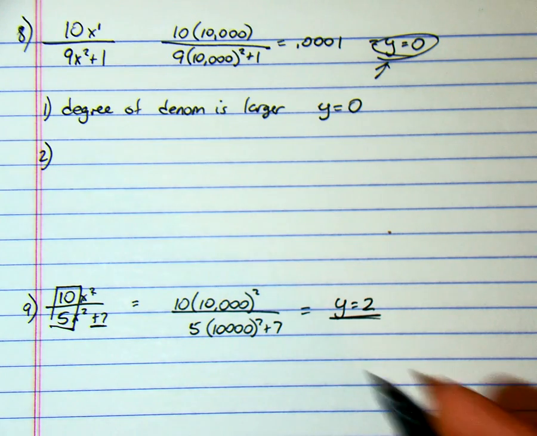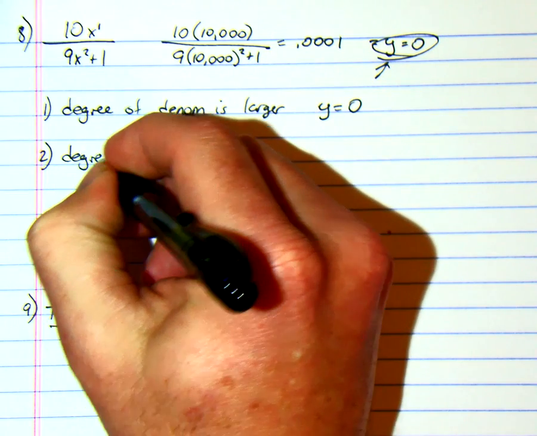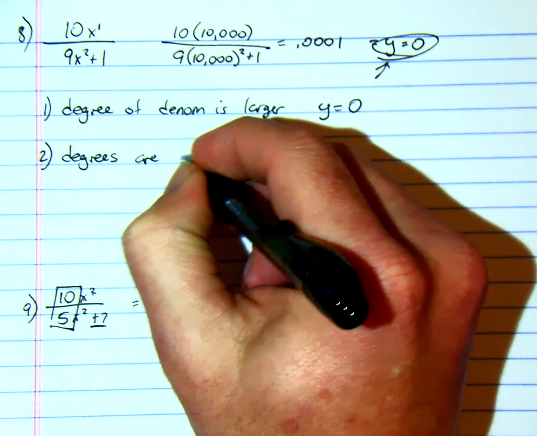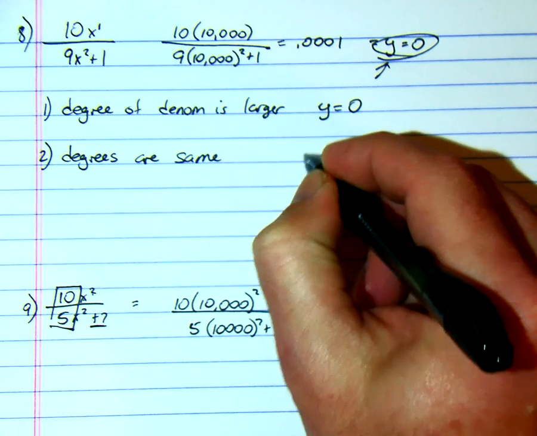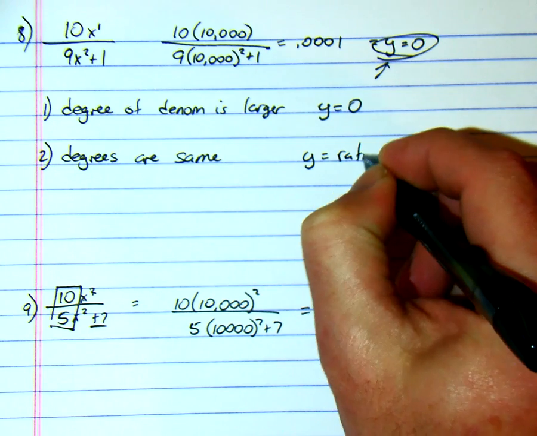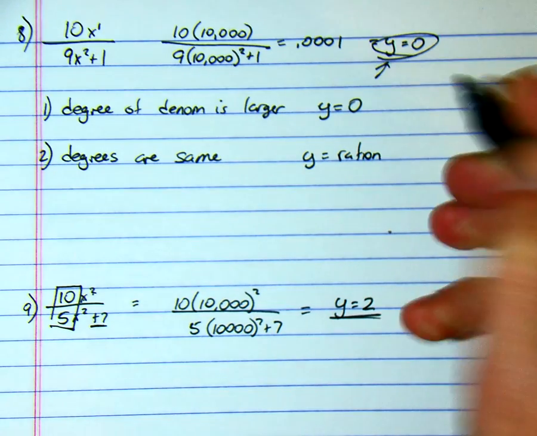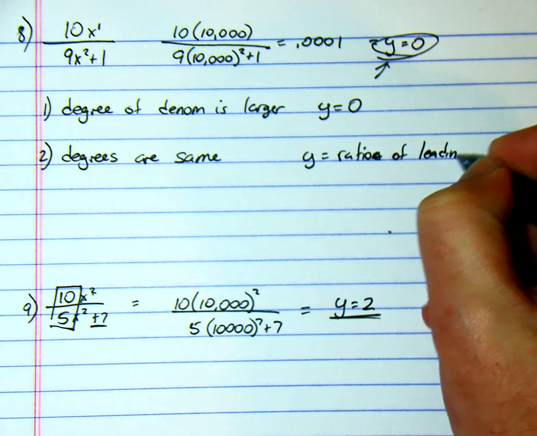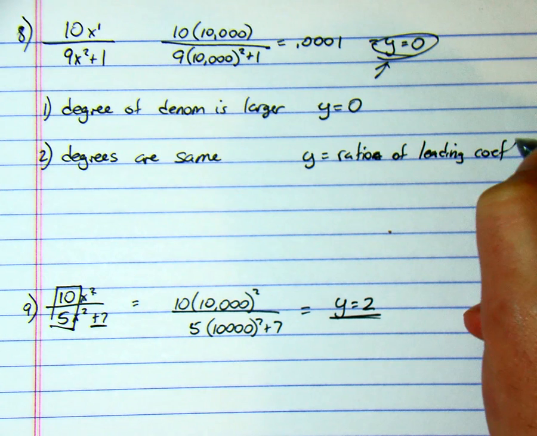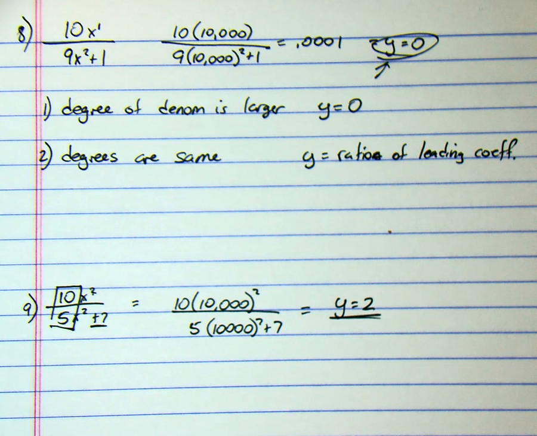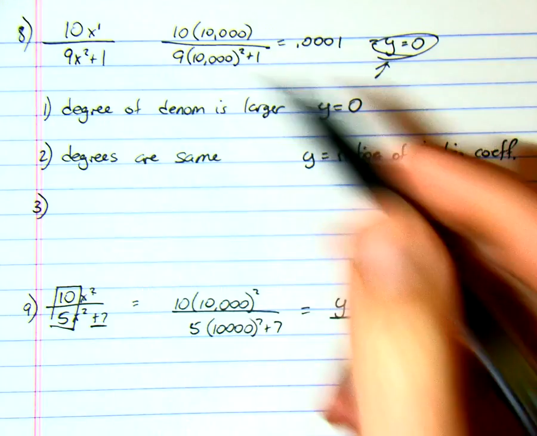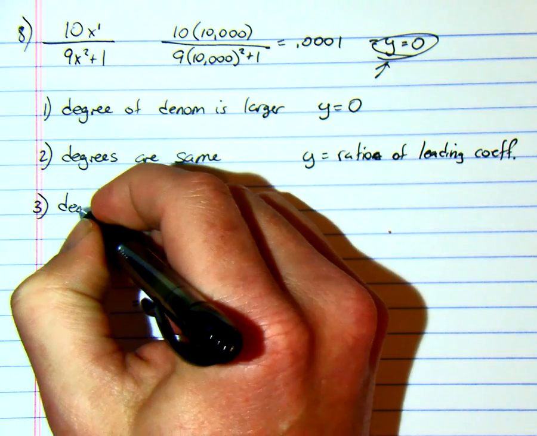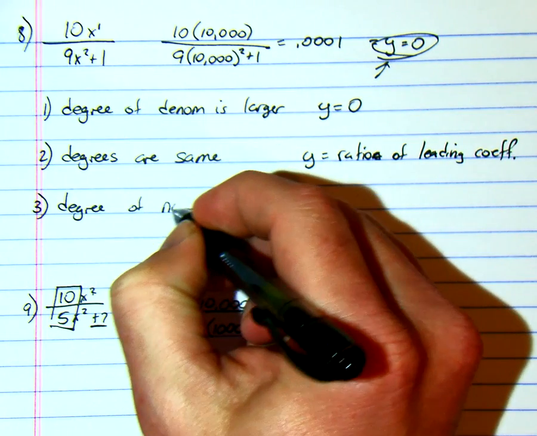So therefore, when the degrees are the same, y equals the ratio, not ration, oh my gosh, ratio of leading coefficients. So I have a rule if a rule helps, or I'm just going to go with a really large number. All of them work. Now 3. So we got the denominator is larger degree, we got them equal, and so now the degree of the numerator is larger.